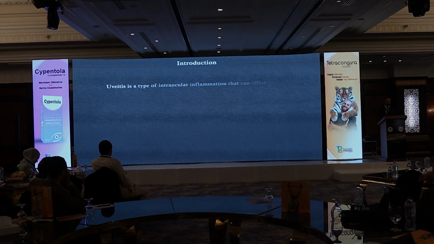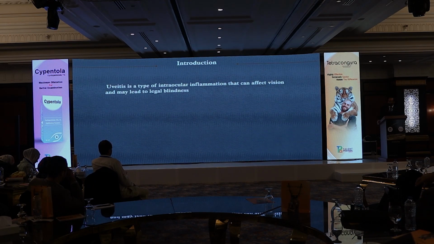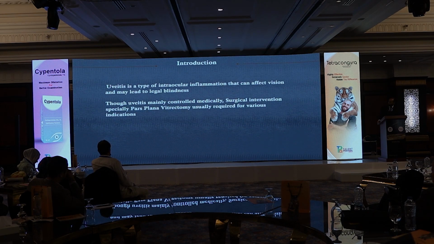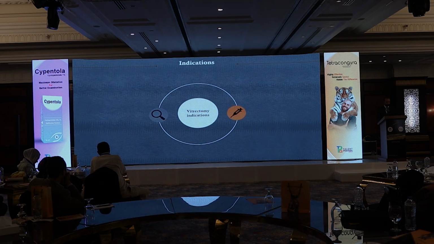Introduction. Uveitis is a type of intraocular inflammation that may lead to legal blindness. Though uveitis is mainly medical and can be treated or controlled medically, surgical intervention, especially vitrectomy, has a role in uveitis. What are the indications for vitrectomy in uveitis? We have two indications, either diagnostic or therapeutic.